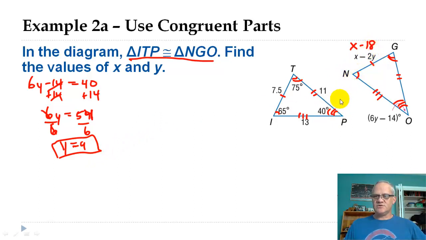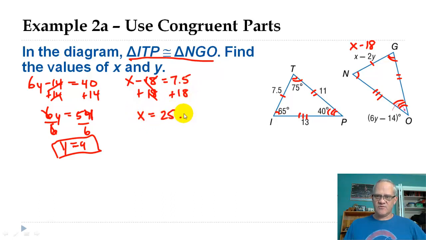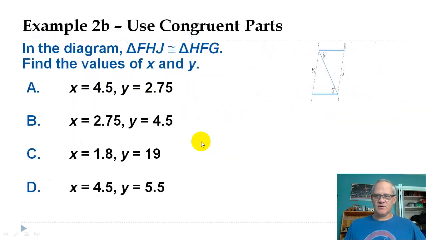So now all I have to do is say, well, what side is that? That's the side with 1 mark. Well, what's it match up with? The side with 1 mark, which is 7.5. So that means all I have to do is x minus 18 equals 7.5. And then I'll just do plus 18. And so then x would have to equal 25.5. Okay? Getting a feel for that, hopefully. All right, let's take a look at one more like this.